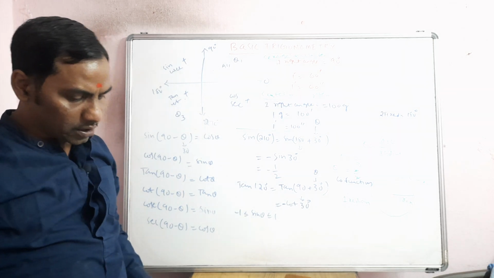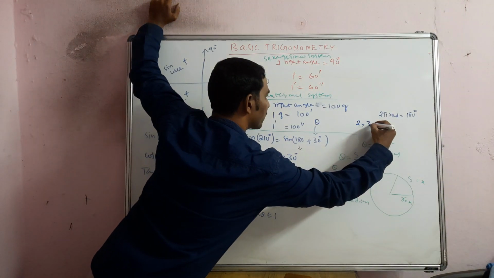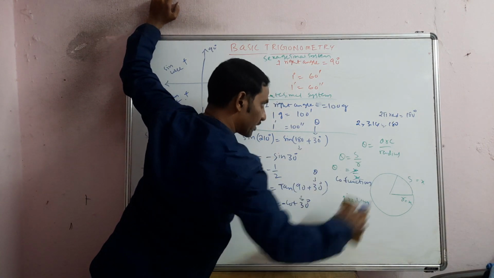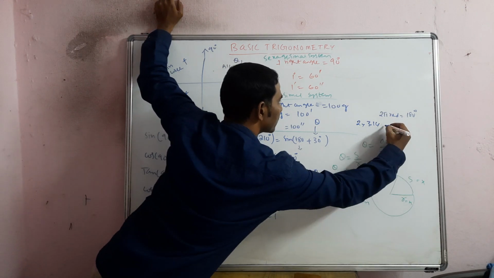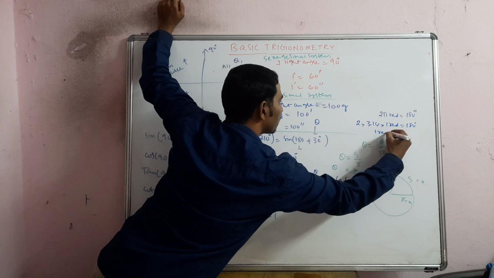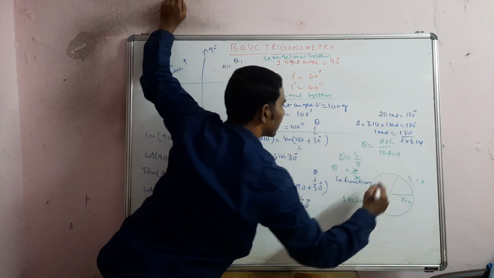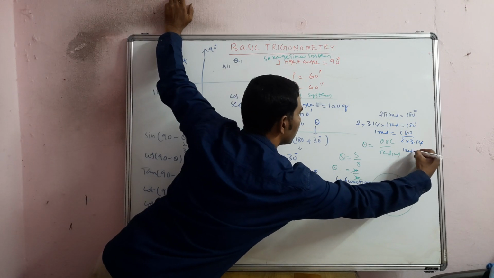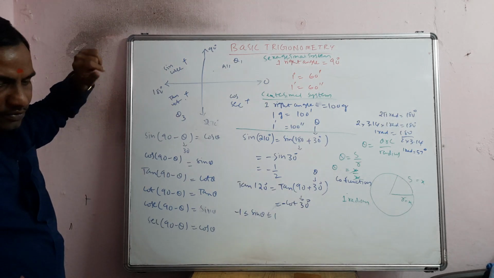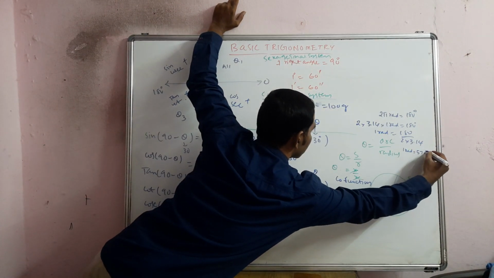For example, one more thing. When you write 2 pi radians, the pi value is 3.14, and it equals 180 degrees. And this is 1 rad. So what is the 1 rad value? 1 radian is equal to 180 by 2 into 3.14. So you will get 1 rad is approximately 57 degrees, and the value is 57.3 degrees. That much, I remember 57.